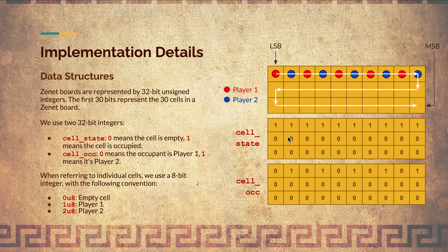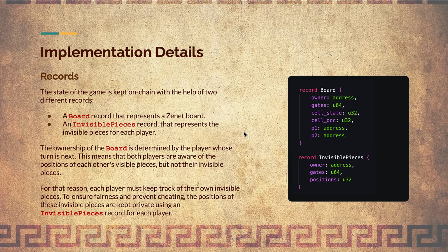Regarding the data structures, we are using 32-bit unsigned integers to represent the board game. We have two integers, one called cell state and the other one cell occupant, which together represent any piece on the board. We are using two types of records, one called board, which includes the state of the board, and another one called invisible pieces, which keeps track of those pieces that are invisible and only the owner can see.